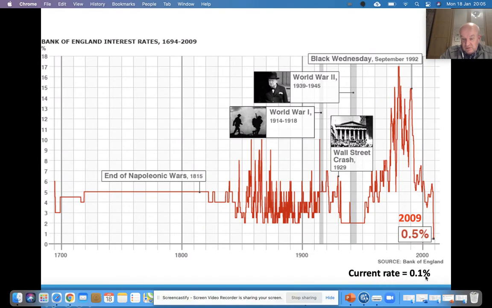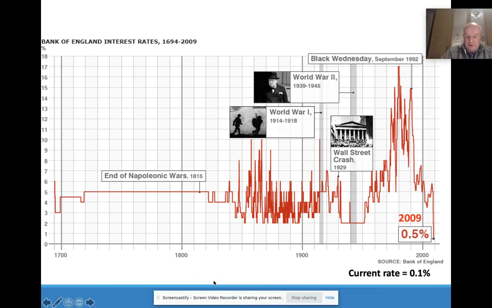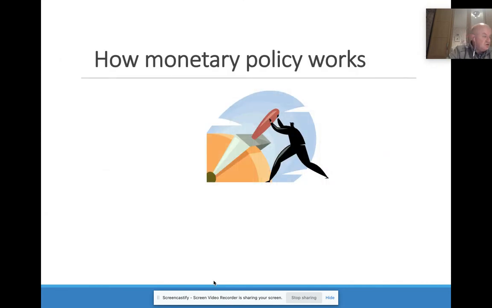Okay, so although it was mentioned that it was 0.5% in 2008, 2009, our current rate at the moment is 0.1%. So historically low interest rates. And the whole reason for those historically low interest rates is to try to stimulate spending and growth. So let's take a look at how monetary policy works then. On page 28, it tells you a little bit about how that might work, and essentially it's about influencing aggregate demand. But we've got two options basically.